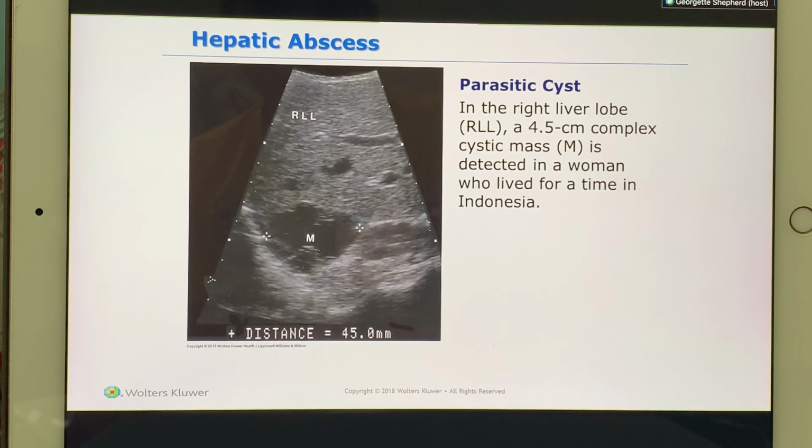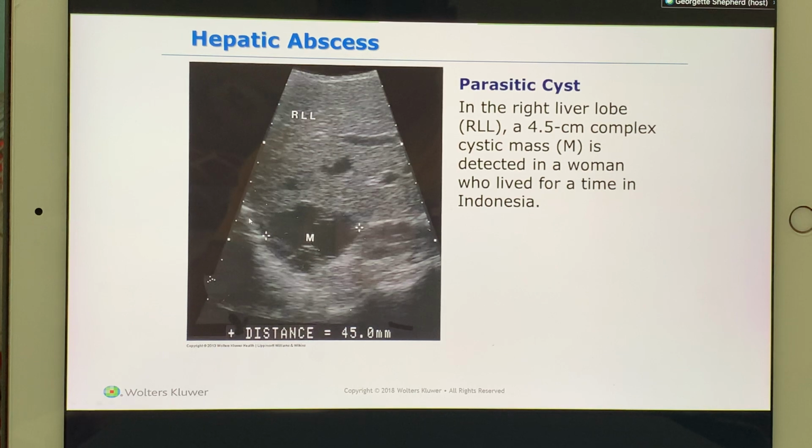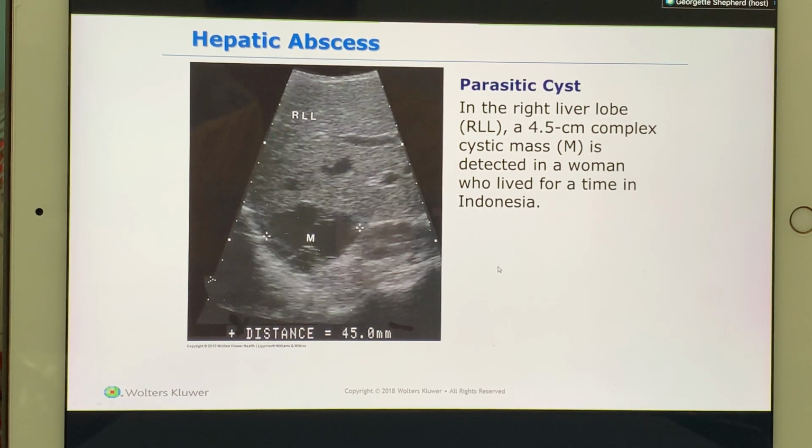Here we have a mass in the right lower lobe of the liver. It measures 4.5. It is a complex mass. Due to where it is, we don't see distal enhancement because it is up against the Glisson's capsule and the wall. How do you get a parasitic cyst? Contaminated water and food.